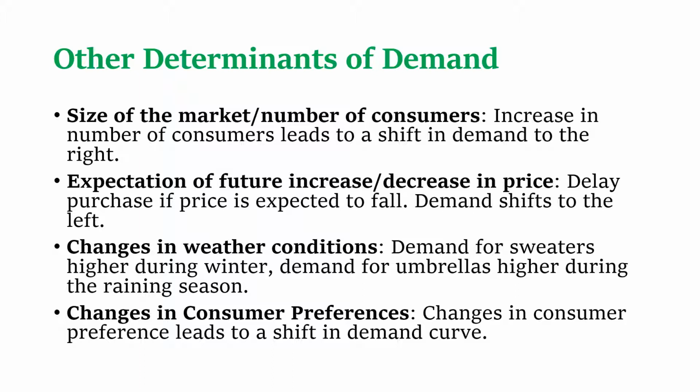Now, we also have other determinants of demand, like the size of the market, the number of consumers. That is, how many consumers are in the market. If you have a large number of consumers in the market, what do you expect? The demand for the good shifts to the right. More people will buy, right? So if the size of the market is very small, you expect less of the good to be demanded, right? Okay. And then you also have expectations of future price increases or decreases, right?